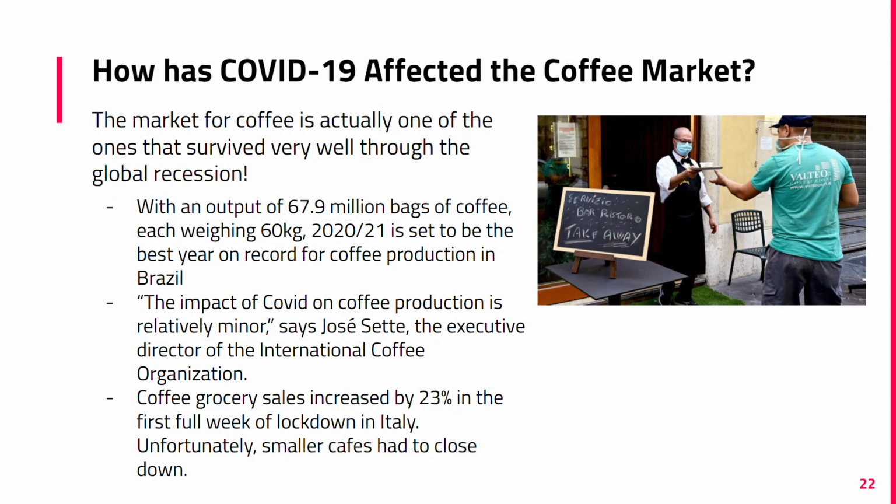Now, how has COVID-19 affected the coffee market? Well, the coffee market is actually one of the ones that survived very well through the global recession. With an output of 67.9 million bags of coffee, each weighing 60 kilograms, 2020 and 2021 is set to be the best year on record for coffee production in Brazil, which is up more than 3 million bags compared to the previous on-year for Arabica beans.